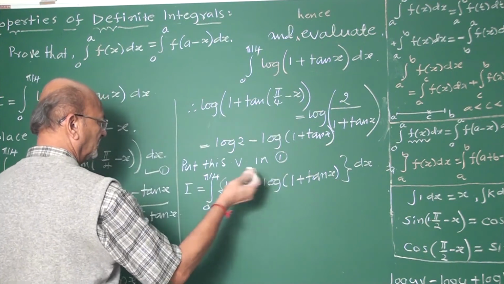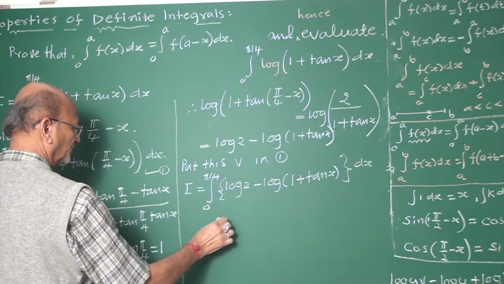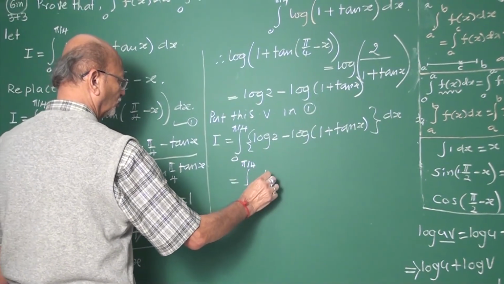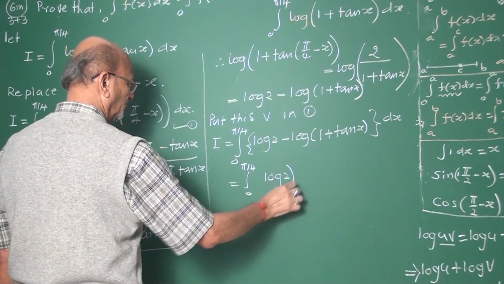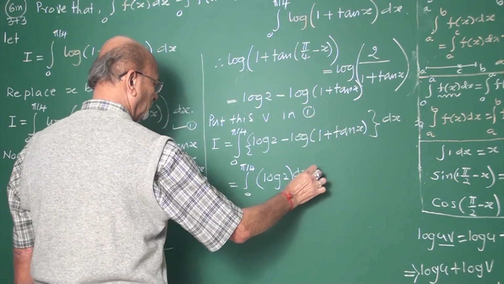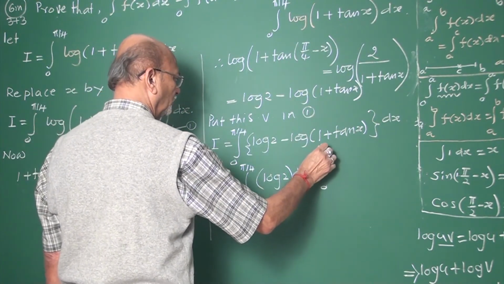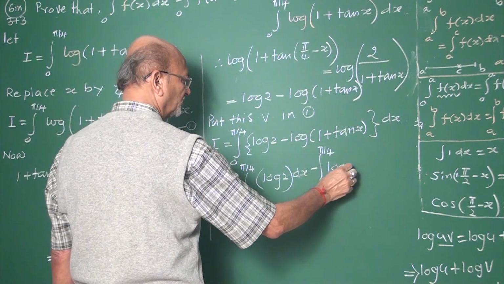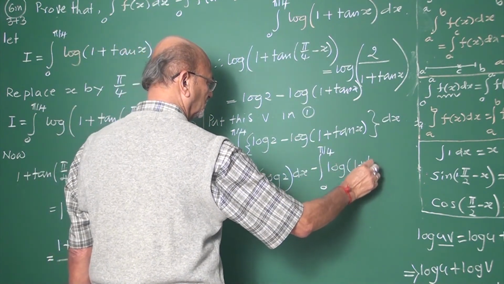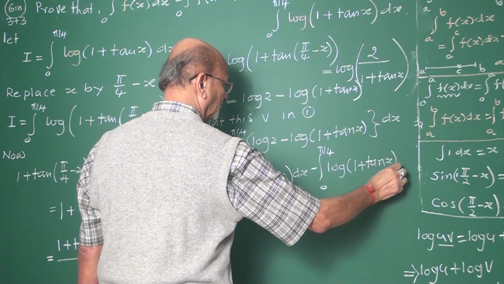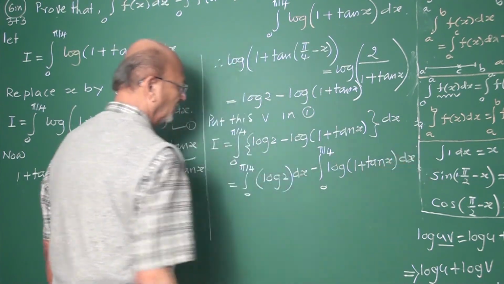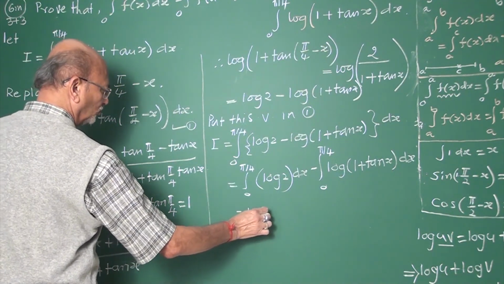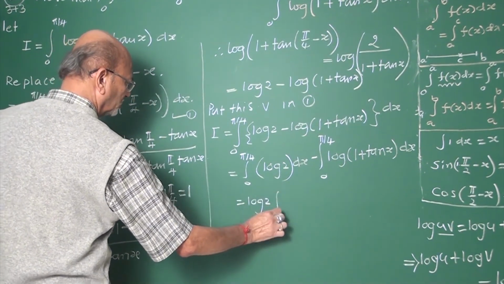Yes. Write two separate integrals. It is integral 0 to pi by 4 of log 2 dx, minus integral 0 to pi by 4, the second term is this, log(1 plus tan x) dx. This you can evaluate. What is it? Log 2, constant being out.